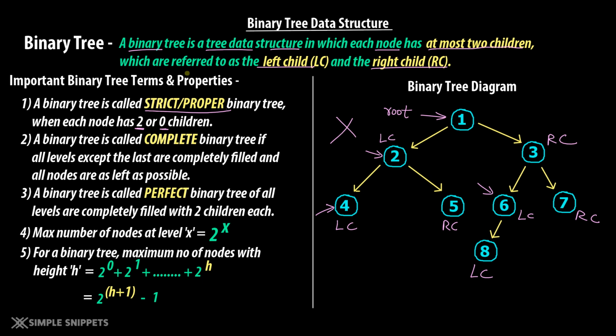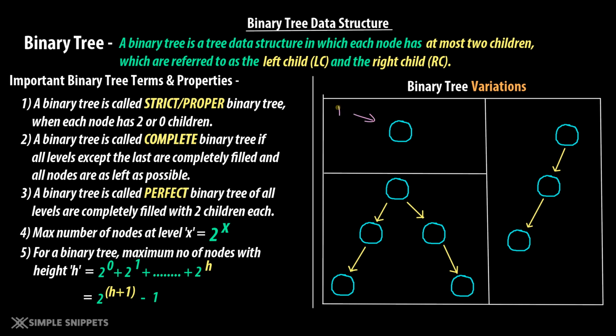Let's see some variants. So over here in this first example, I have one single node. Let's call it root because that's where we start with the tree data structure. I'll name it 1. And you can see it does not have a left child or a right child. So both of them are missing. So this can also be considered as a tree data structure, right? A tree can have one single node as well, which is also the root node. So it has 0 children. So this condition is met, which means that it is also a strict or proper binary tree.